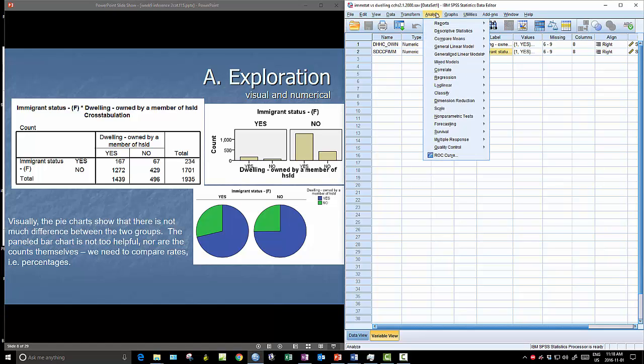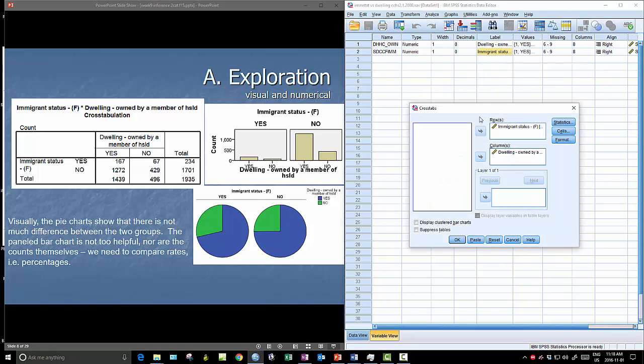Analyze. You will go to your SPSS instructions booklet on page 10 for the exploration. We go to crosstabs, and I've already done this before, so it's pre-moved in here. The independent variable goes into rows. The dependent variable goes into columns. So remember that. This is the independent variable. And this is the dependent.